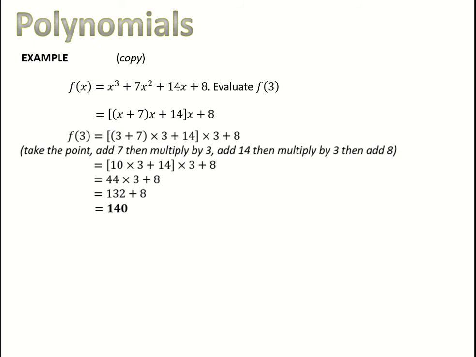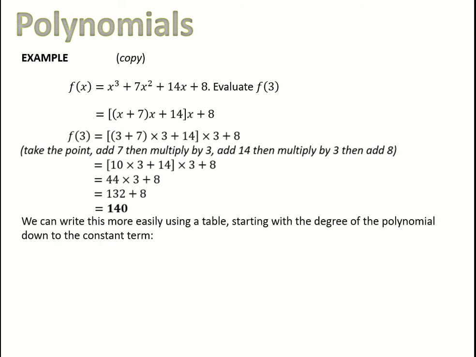Okay, so I'm going to take this and write it in a slightly easier method using a table. What we're going to do in this table, as I say, is going to become second nature to you. We're going to start with the degree of the polynomial down to the constant term. What you've got to be aware of is that we need every single coefficient here, okay? So it's not really a table, it's literally just two lines at a right angle to each other.